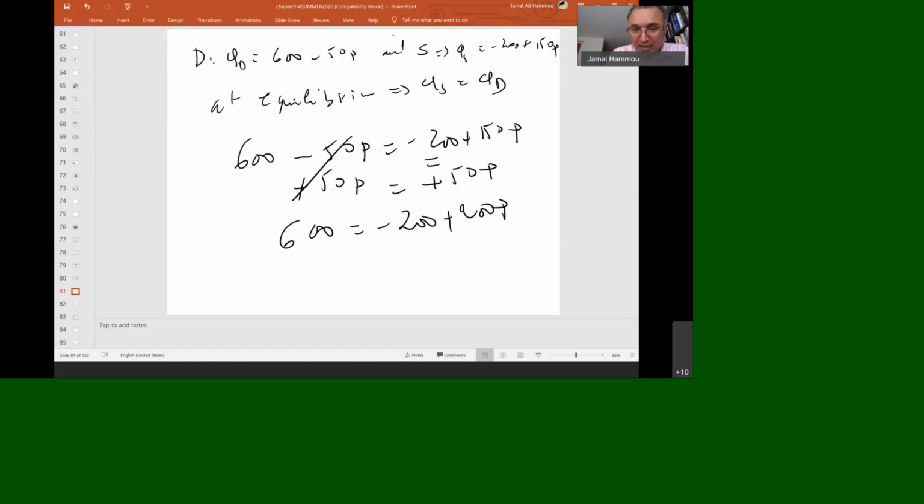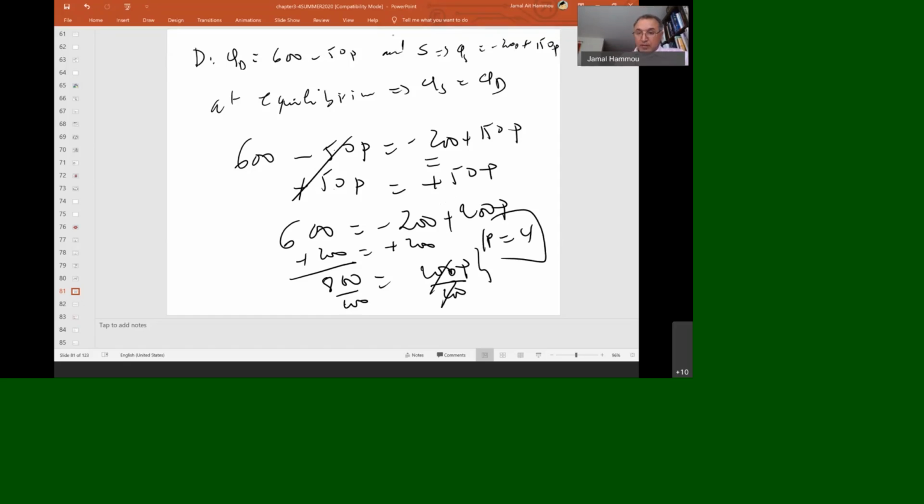I would just do the opposite sign: minus 200, I would do plus 200. I have to do the same thing, plus 200. So it will be 800 equals 200P. If I want the equilibrium, I just divide both terms by 200, so it cancels each other. 800 divided by 200 is P equals 4. So now I find P equals 4.